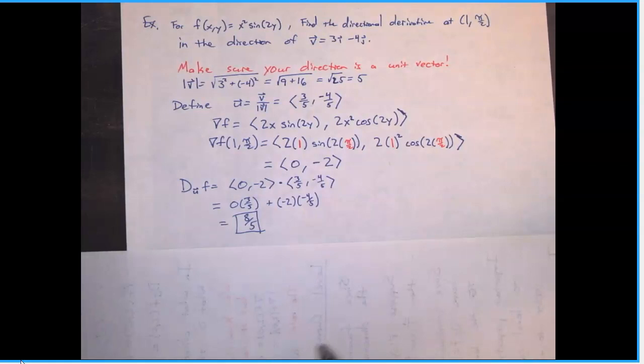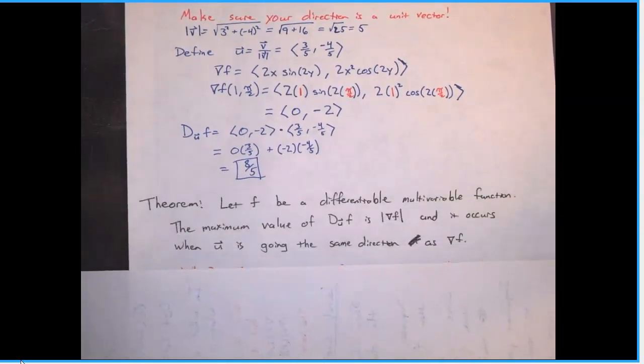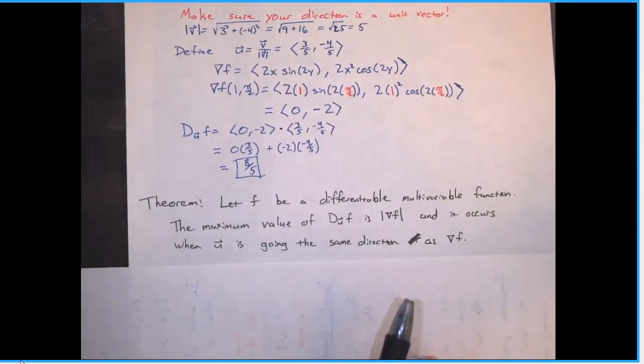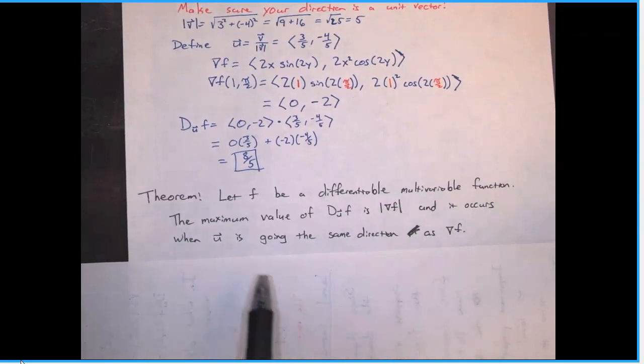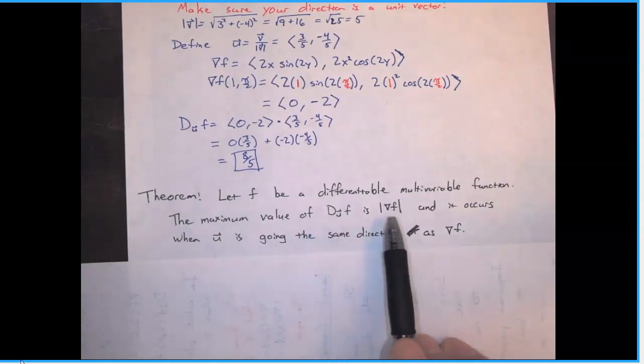If I'm standing on a surface, can I figure out which direction the surface is increasing the most? How much it's increasing and which direction I would have to go? And yes, we can. And this is summarized in this theorem. So if we have a differentiable multivariable function, the directional derivative has a maximum value, and it's the magnitude of the gradient.